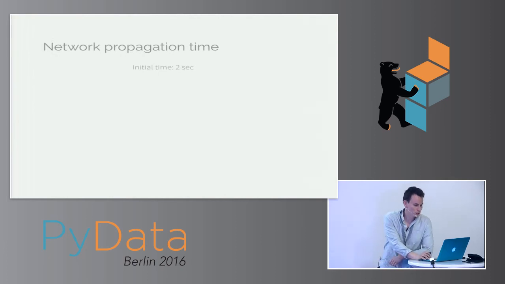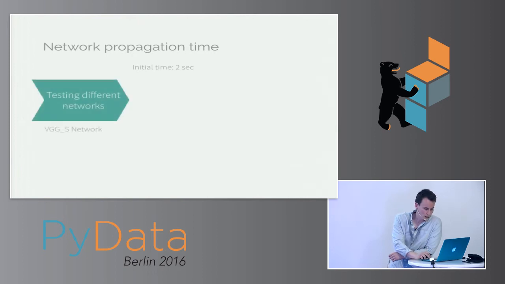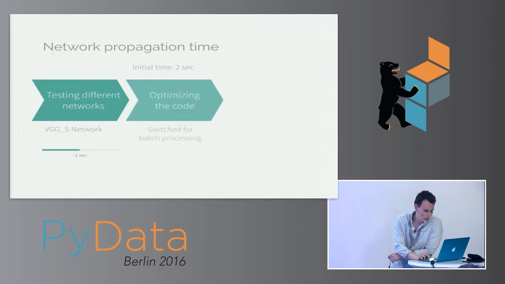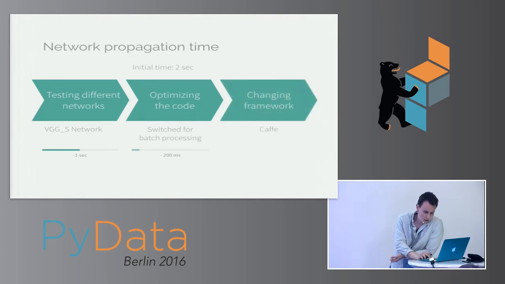So I told you the speed was a very important thing for me. So the first network I tried gave me 2 seconds per one single image. Then I tried this network from Oxford. I recommend it to you if you would use some deep learning, because it's very fast and very efficient, the VGG S network. And it gave me 1 second per image. Then I tried to optimize some code, because I used someone's code and tried to change it. And it gave me 200 milliseconds. And then I used the Caffe framework because I started using Lasagne, and then I switched to Caffe, which is really hard to configure. It takes a day to configure Caffe on your machine, but then it gave me only 20 milliseconds per image, so it's very fast.